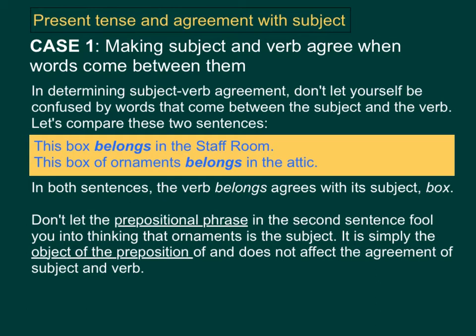Let's compare these 2 sentences. This box belongs in the staff room. This box of ornaments belongs in the attic. In both sentences, the verb belongs agrees with its subject, box. Don't let the prepositional phrase in the second sentence fool you into thinking that ornaments is the subject. It is simply the object of the preposition, and does not affect the agreement of subject and verb.